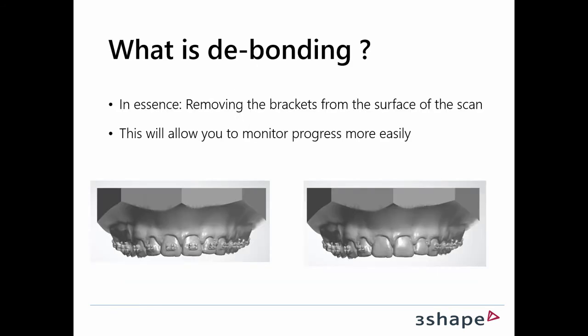So what is debonding? Well, in essence, it's removing the brackets from the surface of the scan. As you can see on the two pictures on the lower part of the slide, to the left we have a scan with brackets on, and on the right we have removed, using the debonding feature, the brackets on the front teeth. So this will actually allow you to monitor progress more easily.